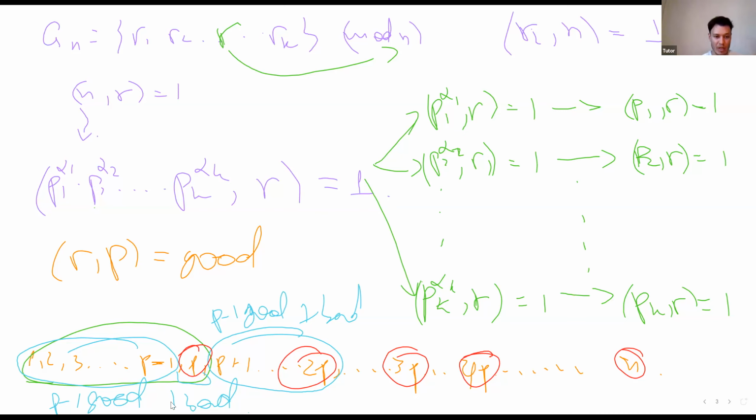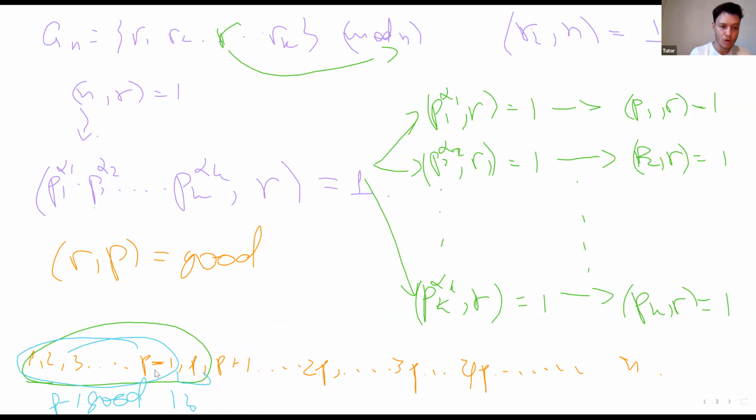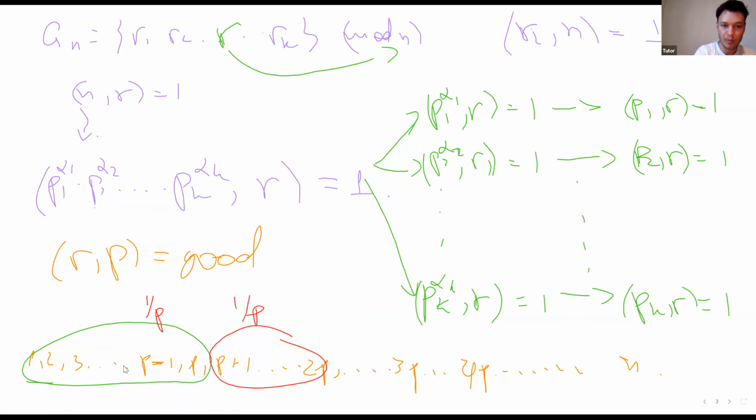So the probability that a number is bad in each group is 1 over P. So 1 over P, probability that it's bad. Again, here also 1 over P, probability it's bad. Here also, 1 over P, probability it's bad. So these are the probabilities it's bad. Like I pick a random number and it's bad.